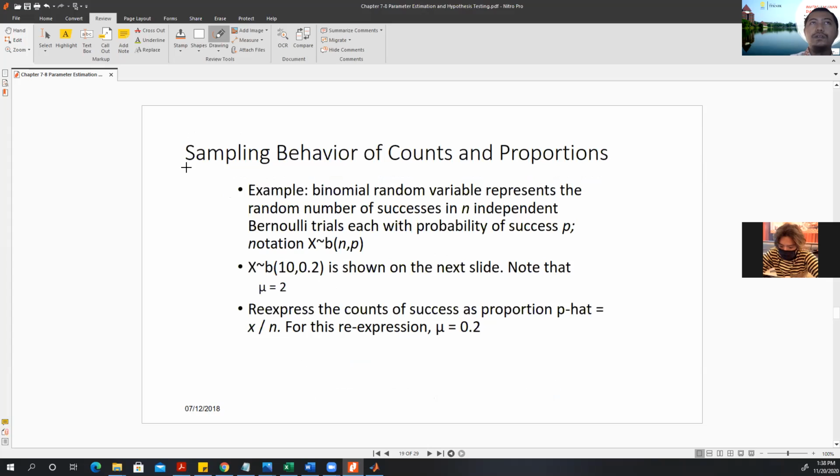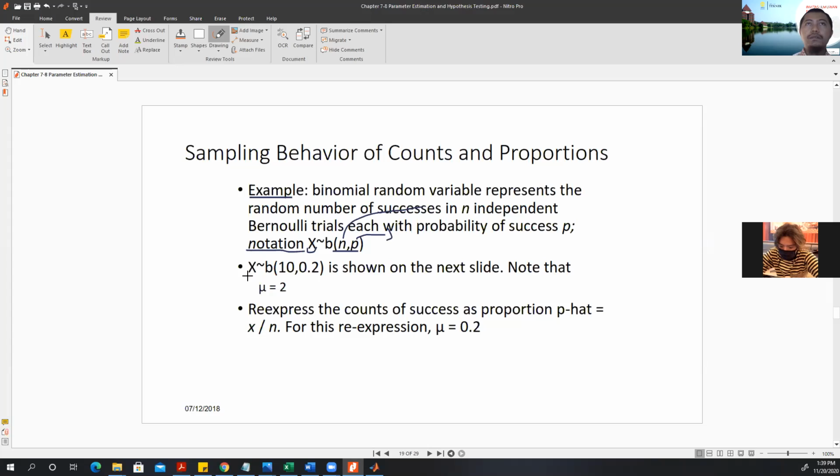And then we move forward to specific applications. We can talk about the sampling behavior of counts and proportions. For example, a binomial random variable represents the random number of successes in n independent Bernoulli trials, each with probability of success being P, and we can write the random variable X, which follows the binomial distribution, like this. The n is the number of independent Bernoulli trials, and the P is the probability of success.